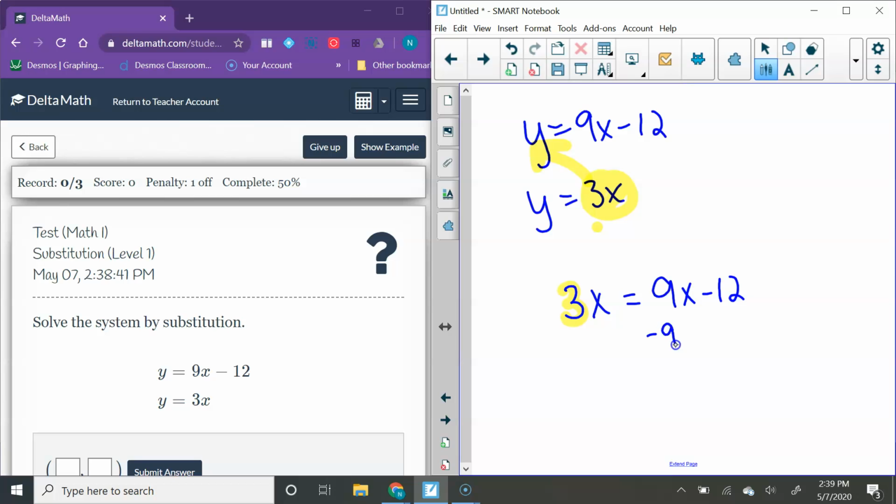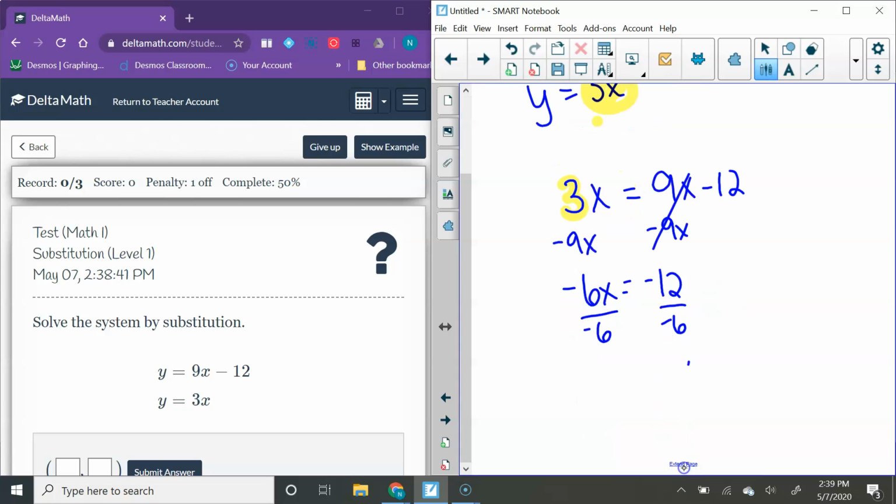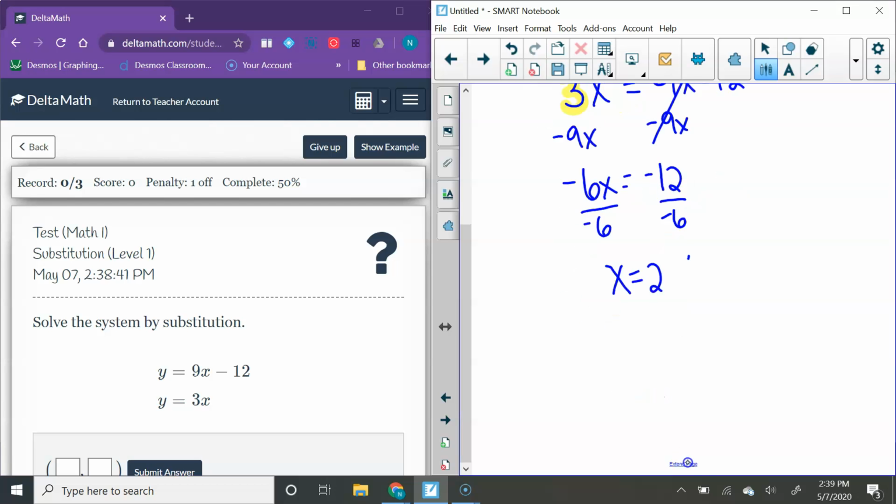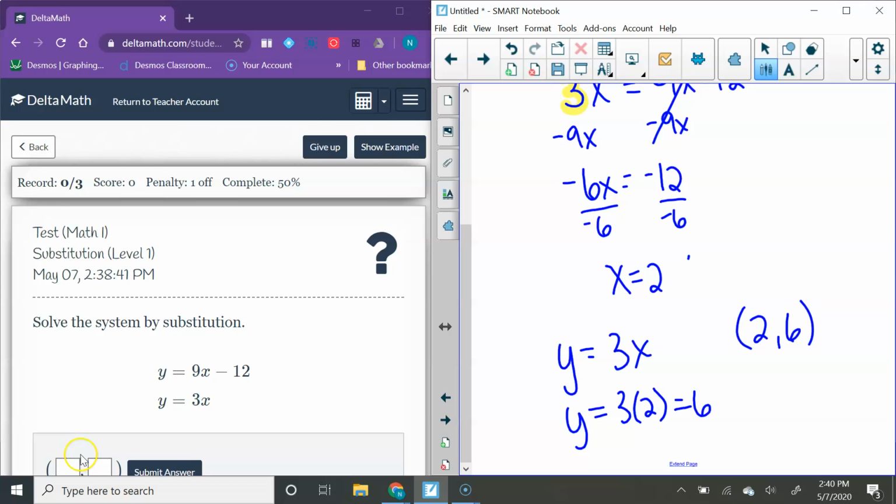So I'm going to subtract this 9x. I could subtract 3x, but I won't have anything left on that side if I do that. So I get negative 6x equals negative 12. I'm going to divide by negative 6. And so x equals positive 2. And then just like the other problems, once you get one answer, you just plug it back into one of the original equations. The easiest one is y equals 3x. So if y equals 3x, y equals 3 times 2, and you'll get 6. So 2, 6 is your answer for this one.